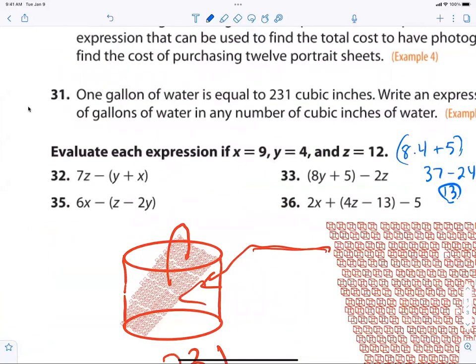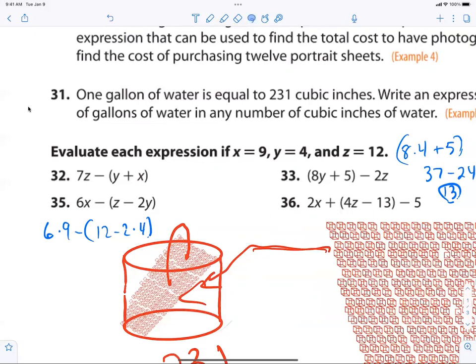So, P is about minus. Which one are you doing? All right, so I'm doing 6 times what? Just let me work with her. 6 times what? Minus, what's Z? Minus 2 times what's Y? That's what I'm doing first.